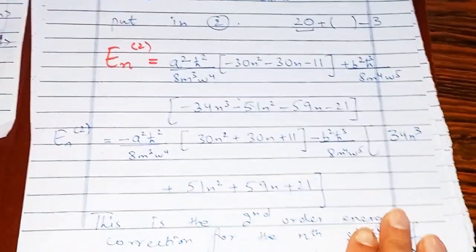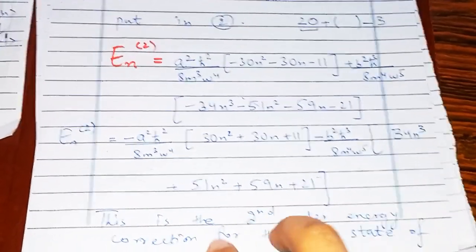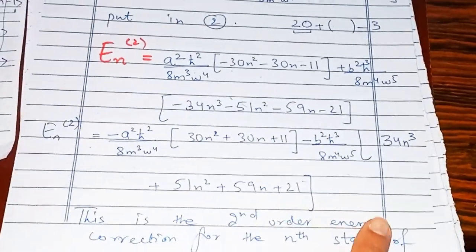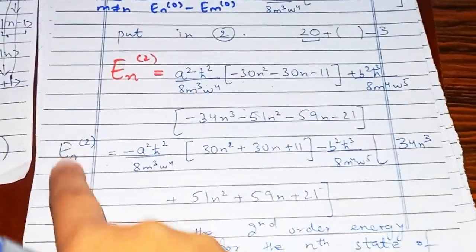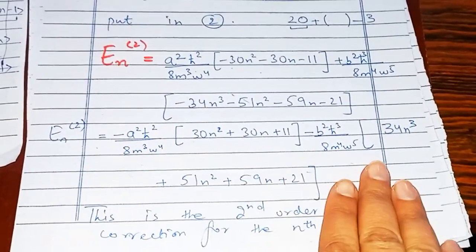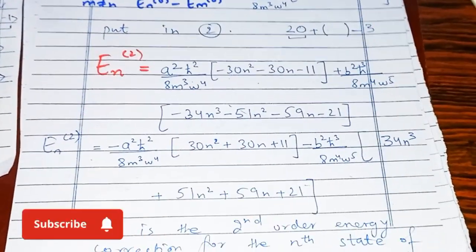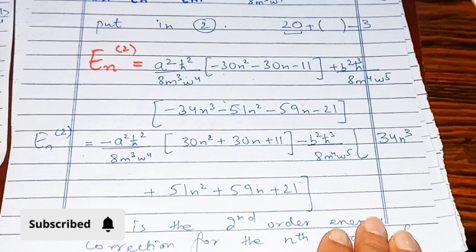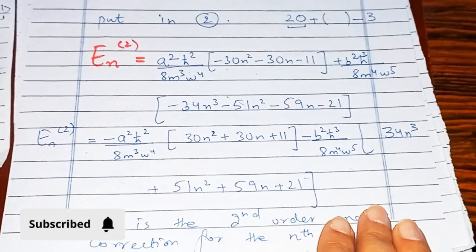So this is the general formula, and it's a really universal formula, because you have got the tool, or you can see you have the prepared form. You just need to put the value of n and you'll get the energy correction for any state you are interested in.